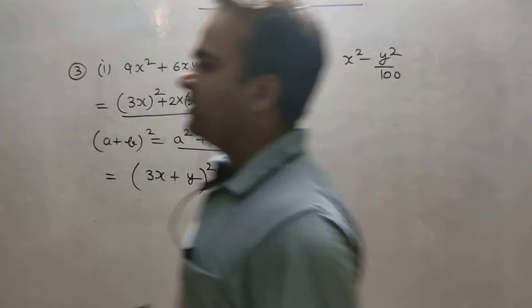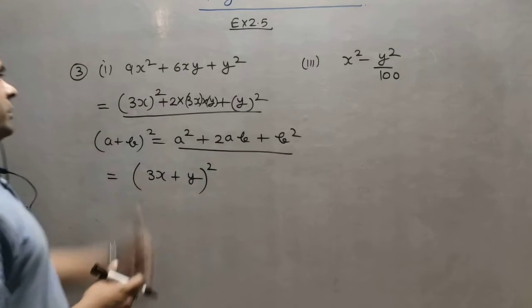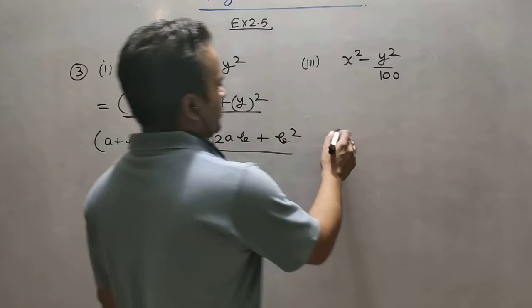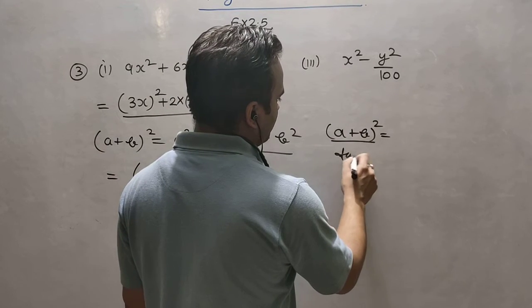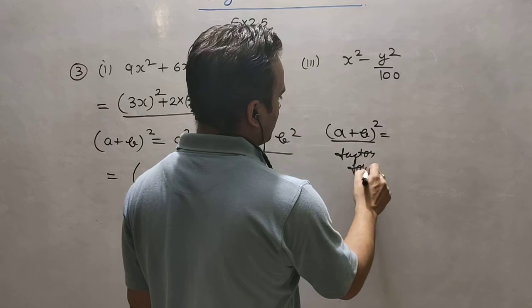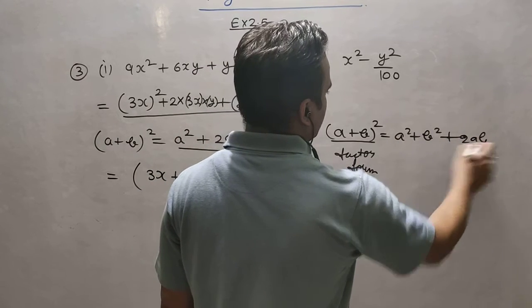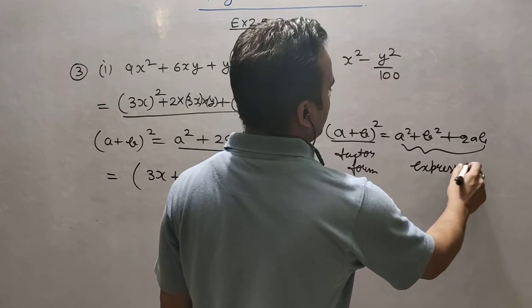So it is not always necessary that you have to follow the identity from left to right only. Sometimes the right part is given, and you have to convert it into the left part, right? Why are we saying it is a left part? Because a plus b whole square whenever you are writing, this is the factor form, and the other one, what is this? This is the expression form, algebraic expression. It is not a factor form.